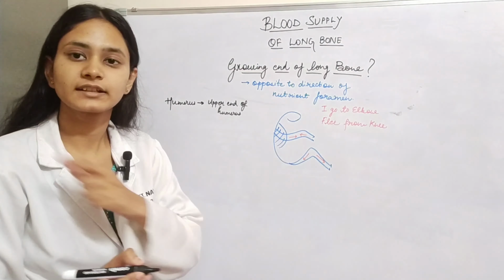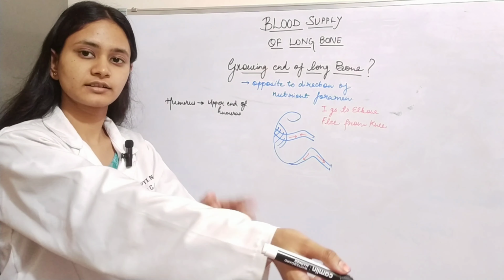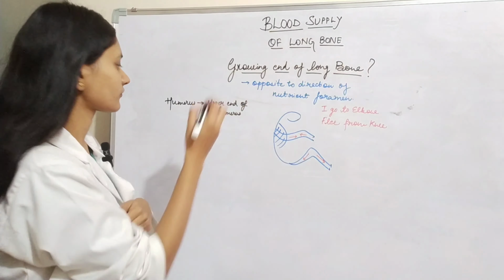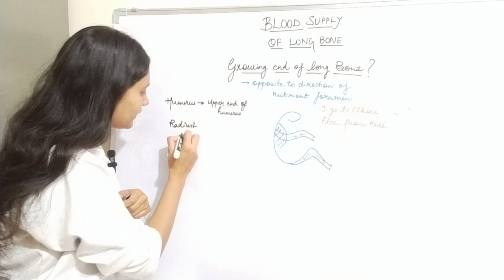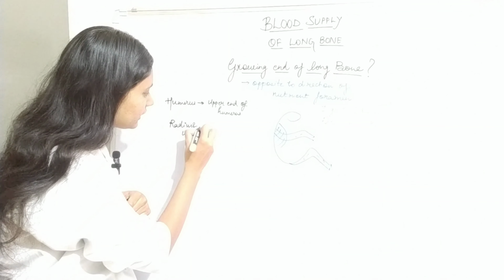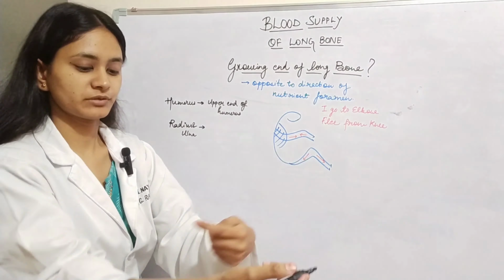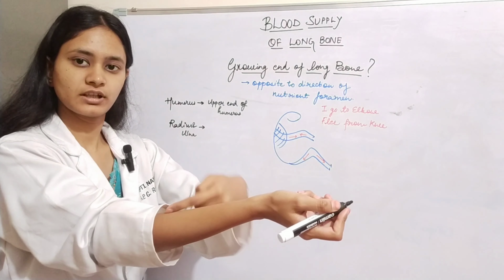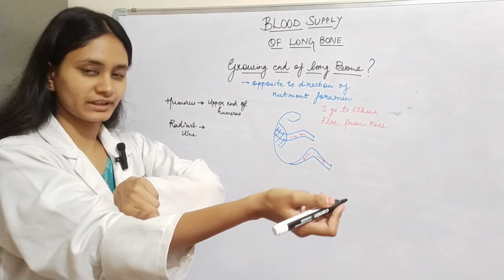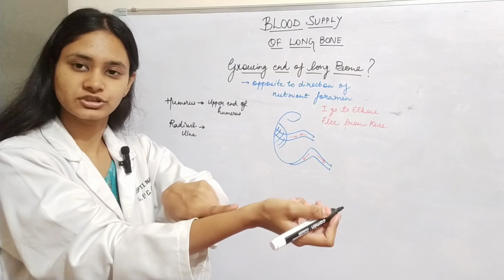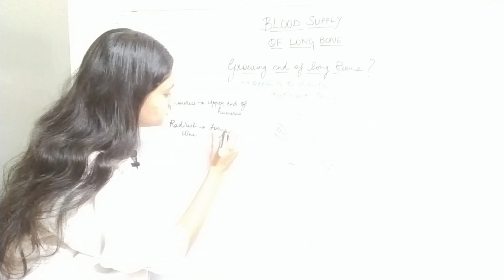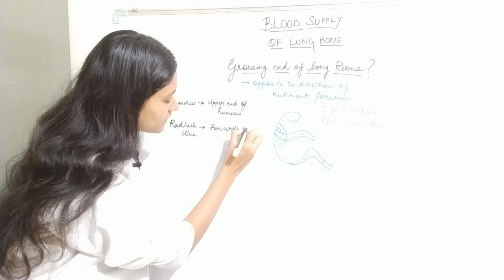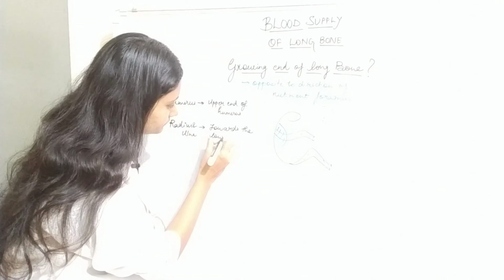Now let us consider another, that is radius ulna, that is present over here. So in radius and ulna, what will be the direction of growing end? Nutrient foramen moves towards this direction. So growing end of long bone will be towards this direction. That is towards the lower end.